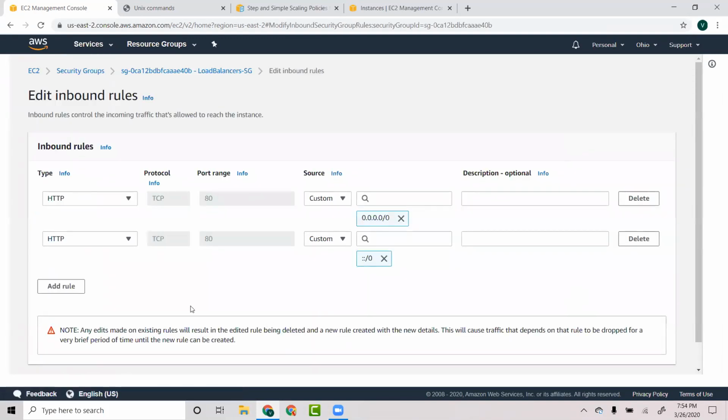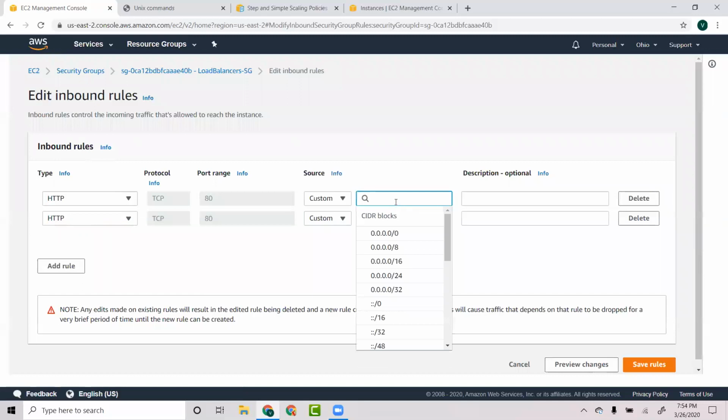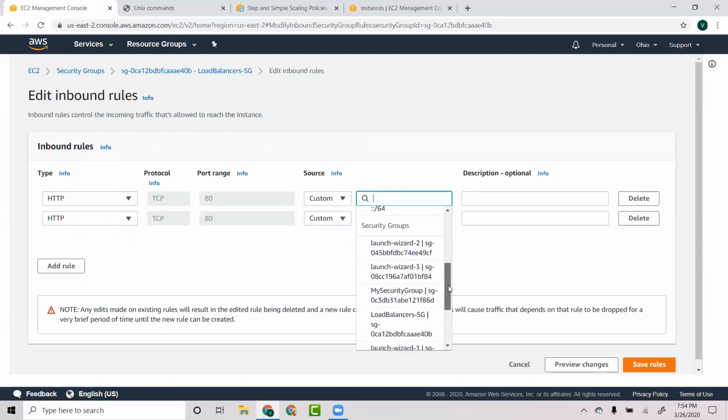Edit inbound rules. Okay. What you can do is, all along you've been doing this, HTTP port 80 on this particular IP, etc., right? But you can also specify other security groups. Do you know that? Meaning, traffic can be allowed from another security group.